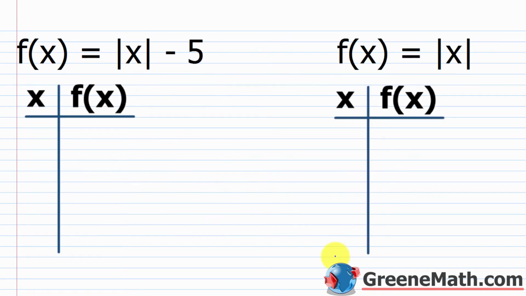All right, let's take a look at an example. So we have f of x equals the absolute value of x minus 5. And we have f of x equals the absolute value of x.